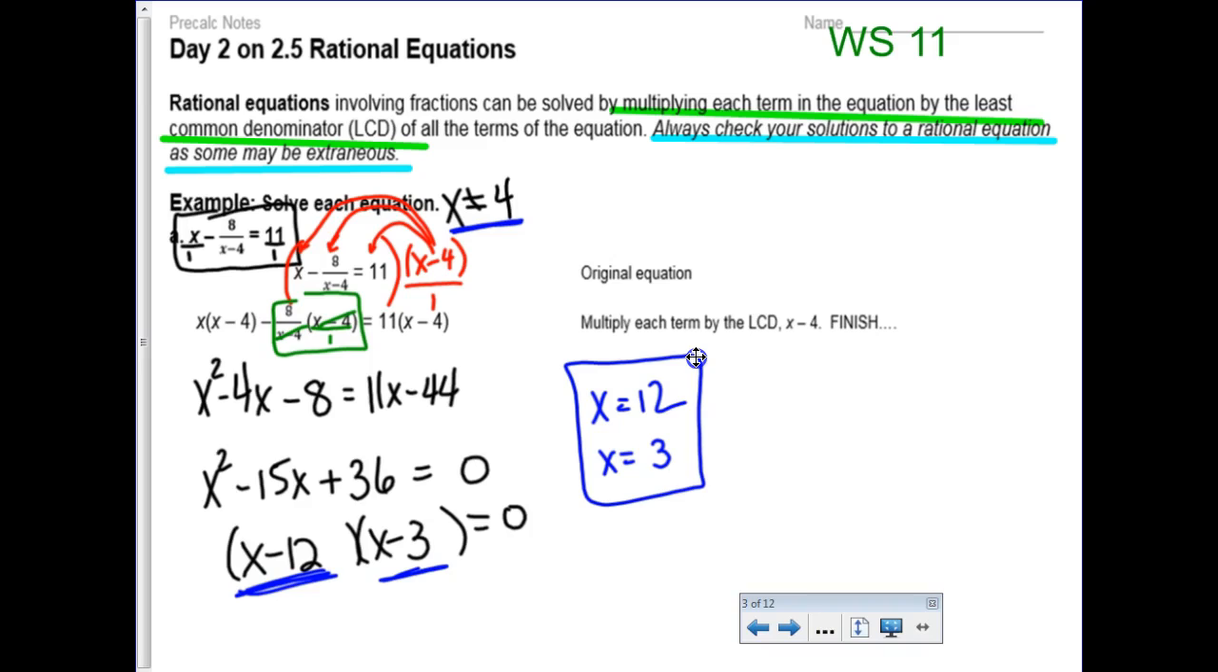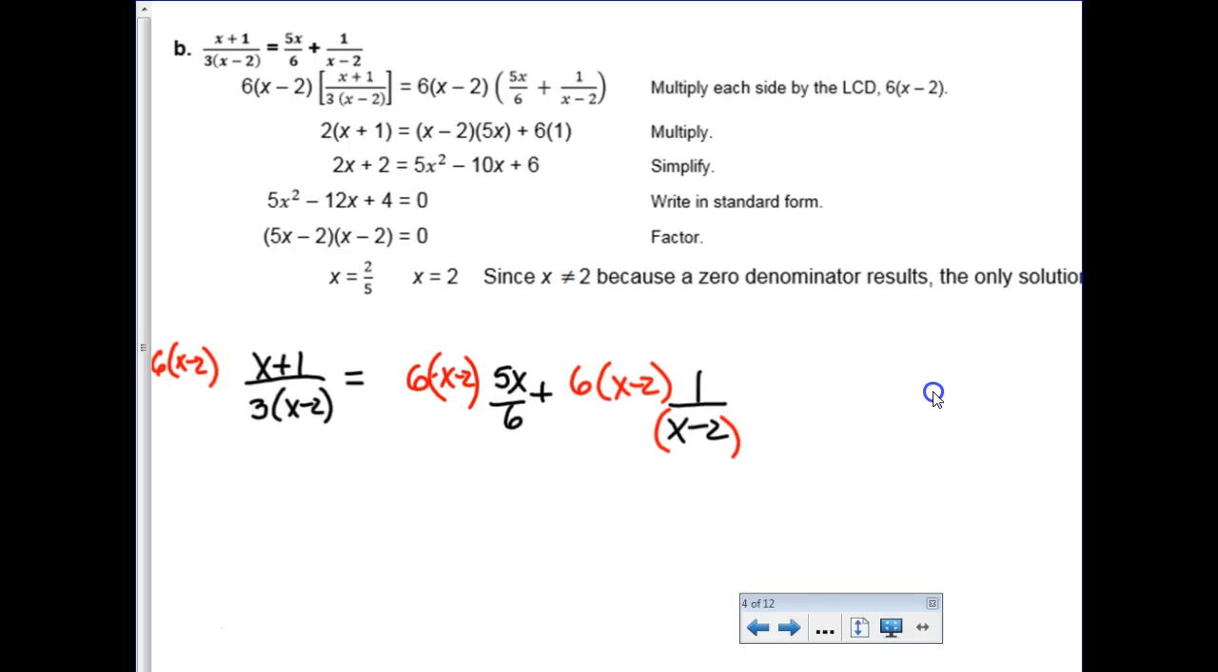So you don't have to go through a full-out check on these questions. As long as you don't get what we call the excluded values, then you're good. So this next one's also done for you. However, I don't think this work looks really exciting.